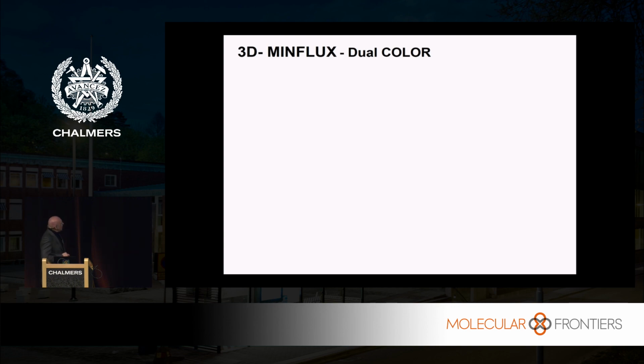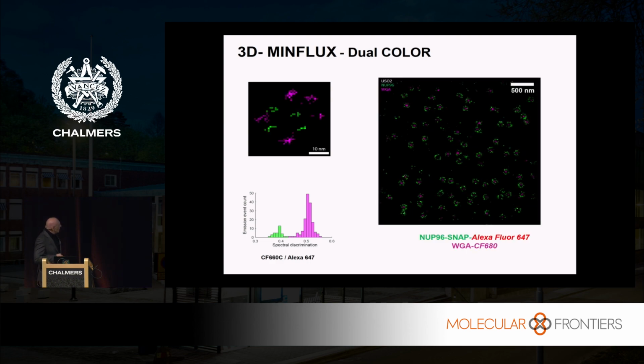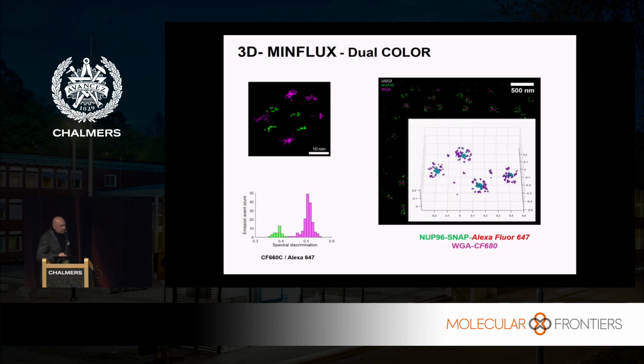But of course, biologists say, can you do 2 colors? Of course, we can do 2 colors. This is showing you two different types of fluorescent molecules, and this is a 2-color recording. Of course, we can also do 2 colors in 3D. This is engineering, if you will, if you see that from a scientist's perspective.